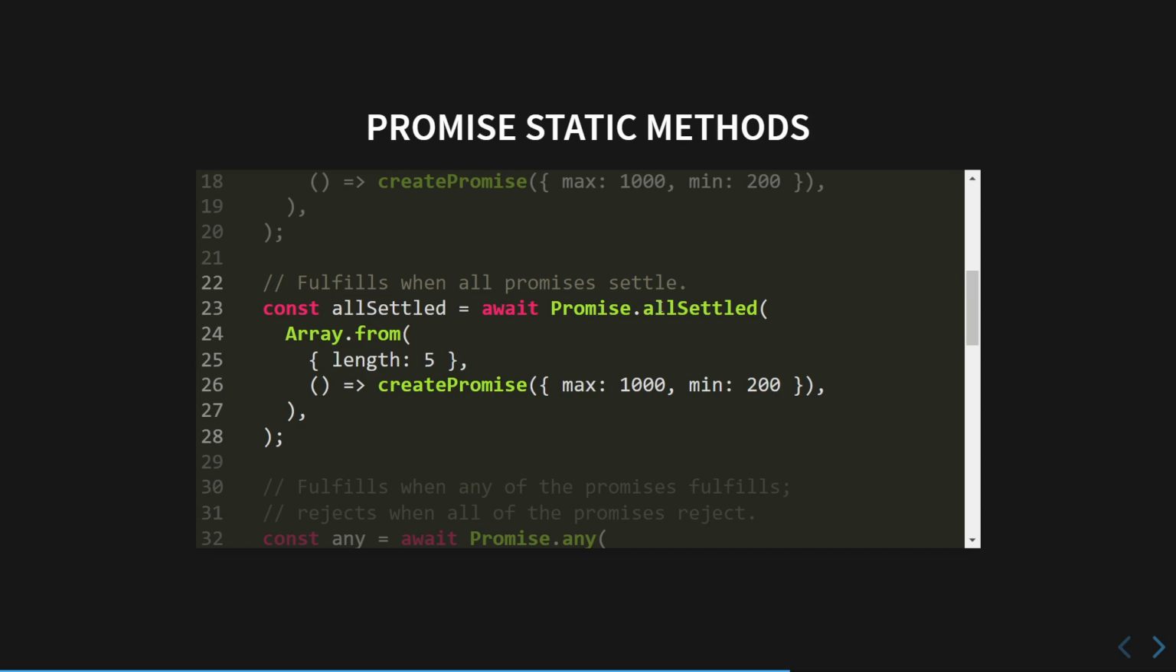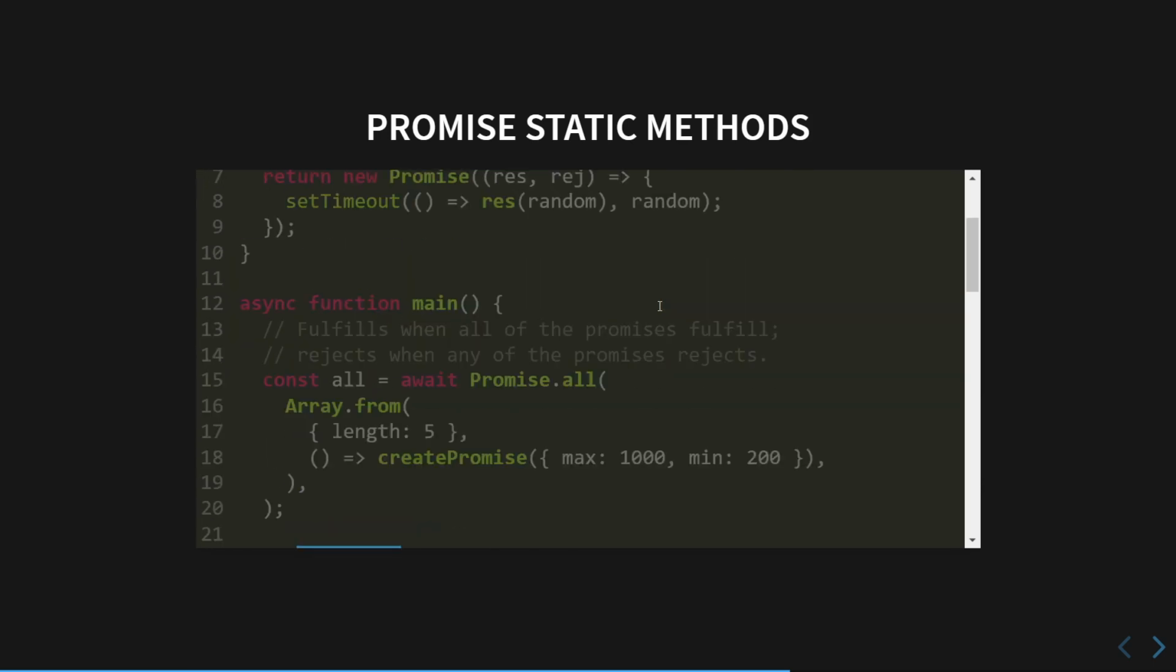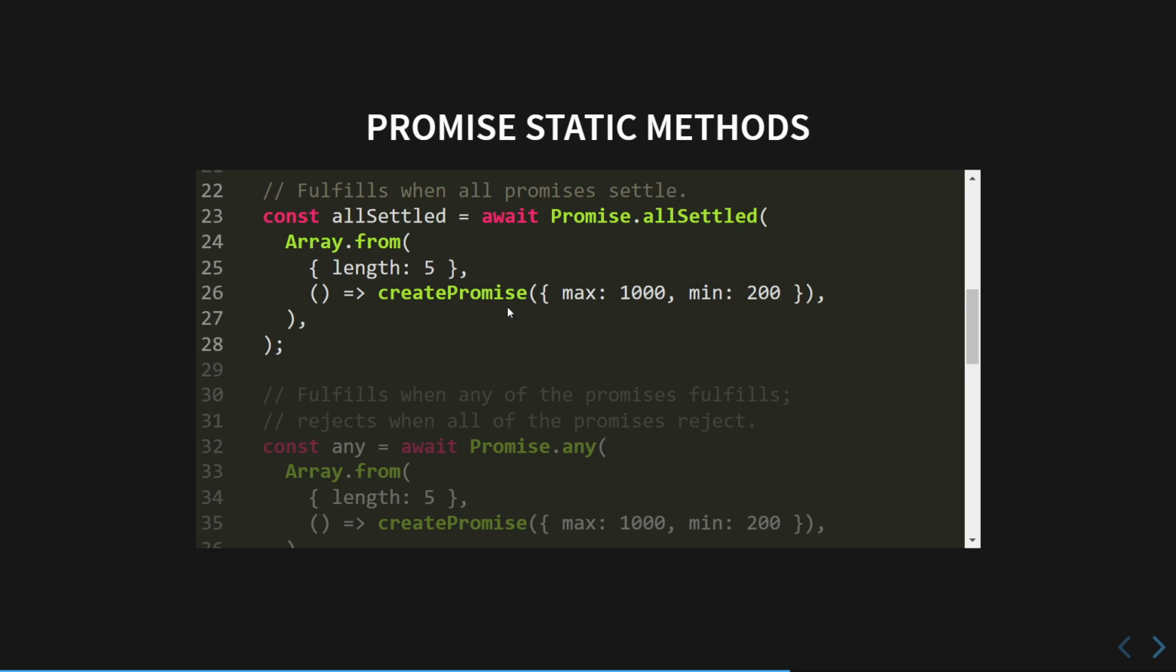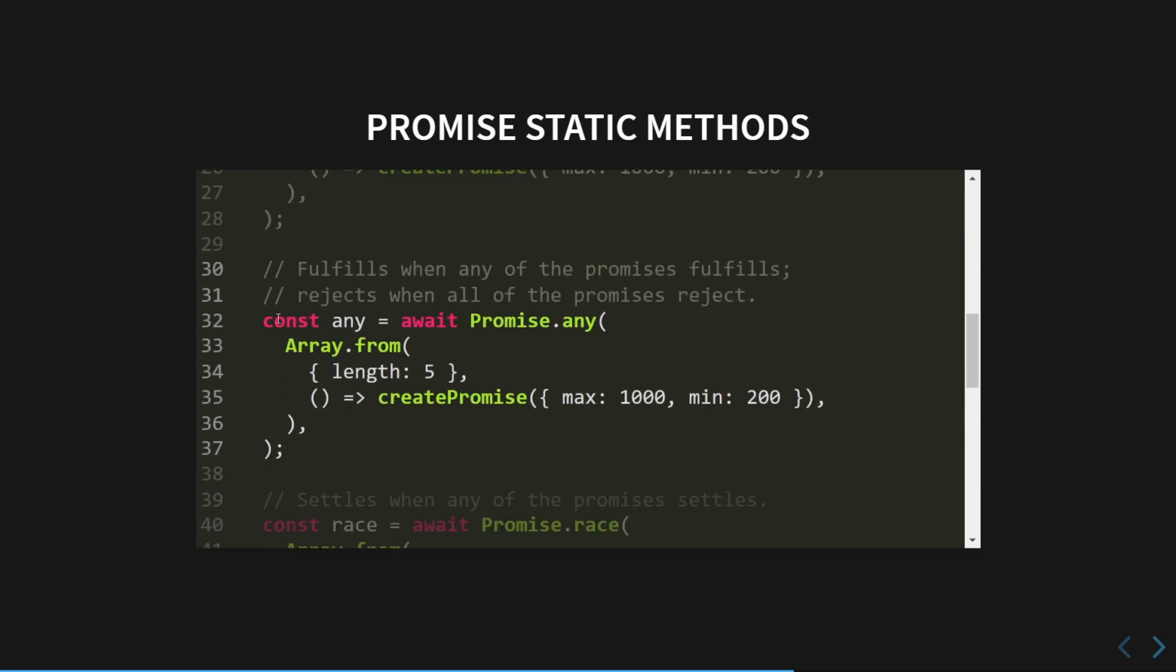And then if we look at allSettled, this fulfills when all of the promises settle, and by settle it means it can either be rejected or fulfilled. It doesn't have to necessarily just be fulfilled like all expects. And then moving on, we can do promise.any, and this fulfills when any of the promises fulfill and rejects when all of the promises reject. So if you have an array of promises, it's really just looking if any single promise in that actually fulfills.